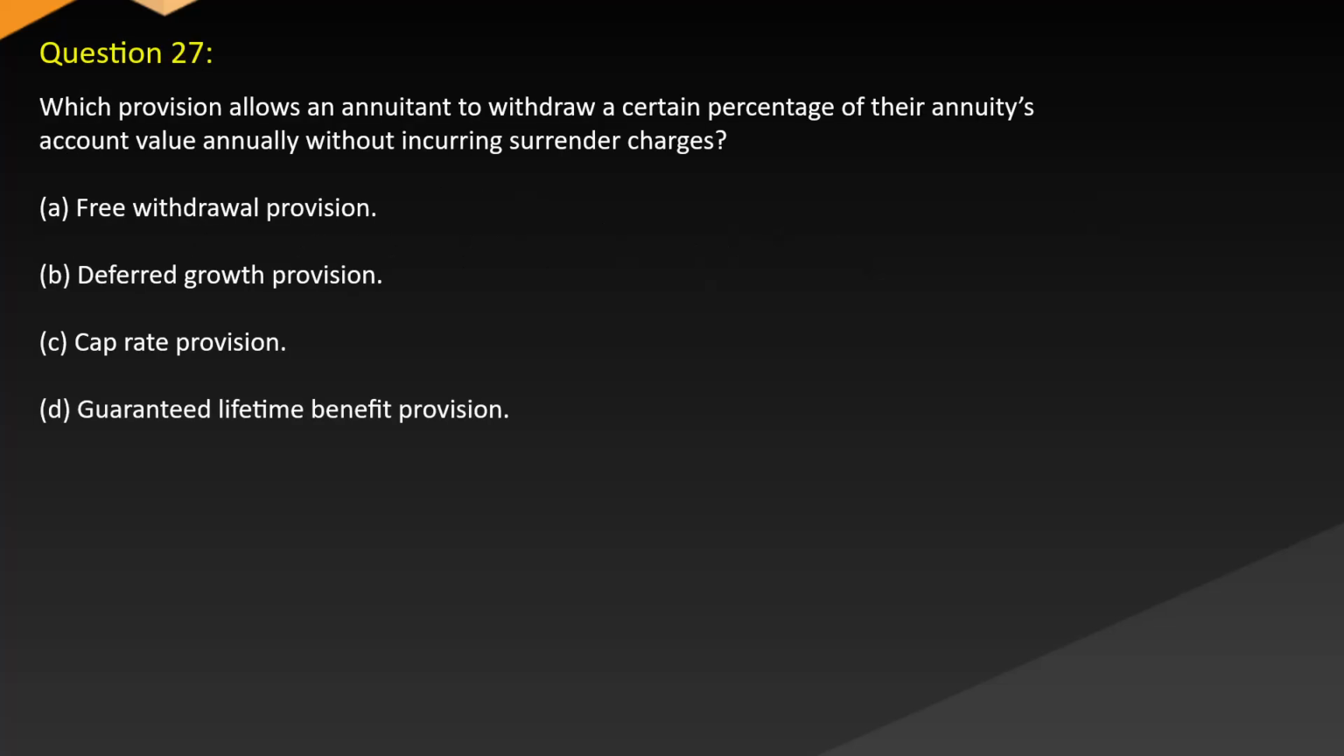Question 27. Which provision allows an annuitant to withdraw a certain percentage of their annuity's account value annually without incurring surrender charges? A. Free withdrawal provision. B. Deferred growth provision. C. Cap rate provision. D. Guaranteed lifetime benefit provision.